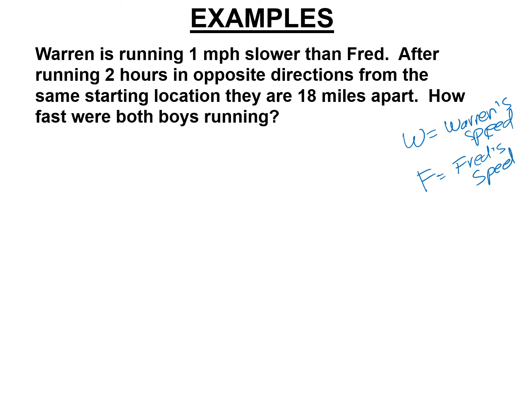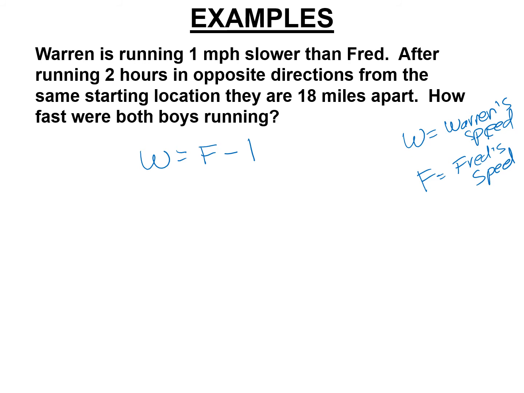Okay, so Warren is running 1 mile per hour slower than Fred. So Fred's the faster one. So W is F minus 1, right? If you do 1 minus F, you're going to get negatives. No. Okay. After running 2 hours in opposite directions from the same starting location, they're 18 miles apart.